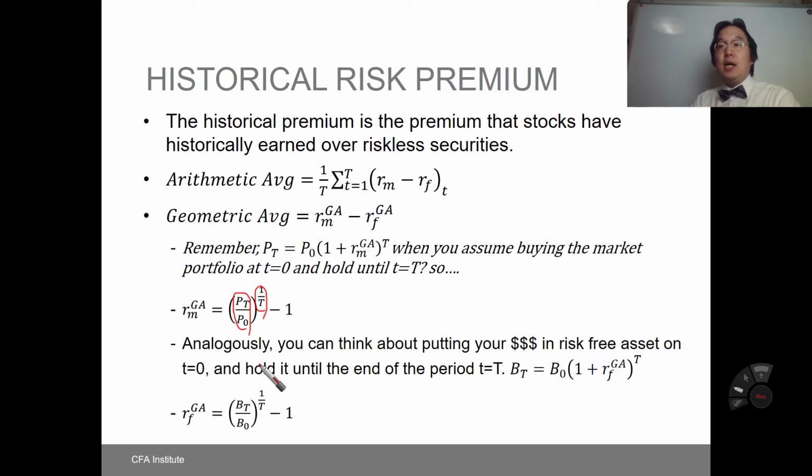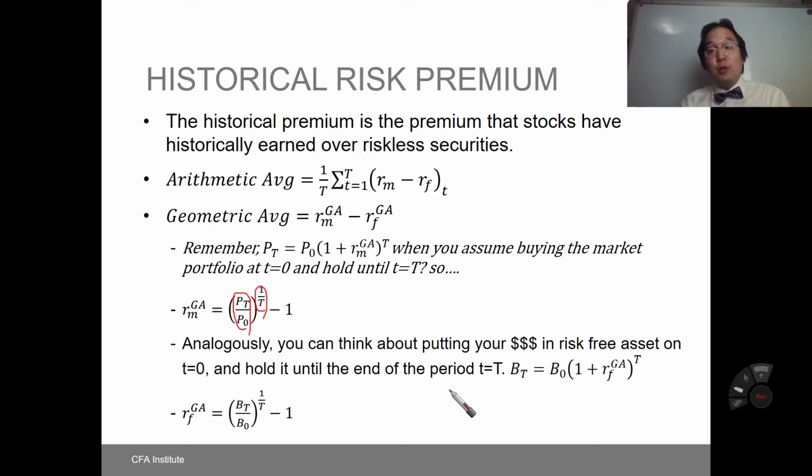What's the idea? Again, once you invest in the market portfolio at time 0, you hold it until big T. Don't sell it or buy again, right? Just hold it until the end. And then you will get the end point price and beginning point price. Figure out what's the geometric growth rate that justifies this return, the growth, right? That's what's going on in this geometric average idea.